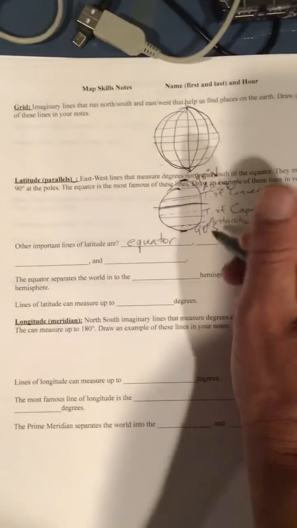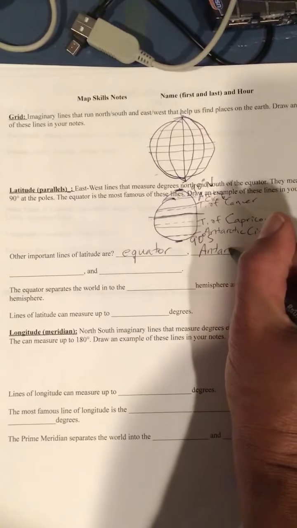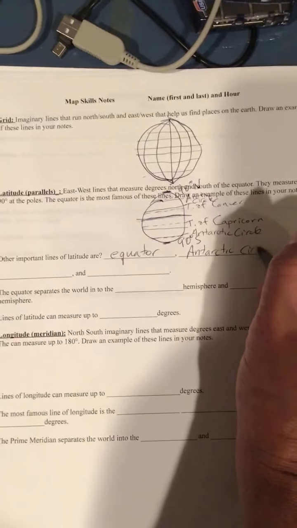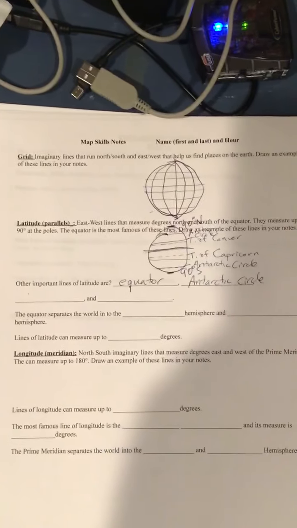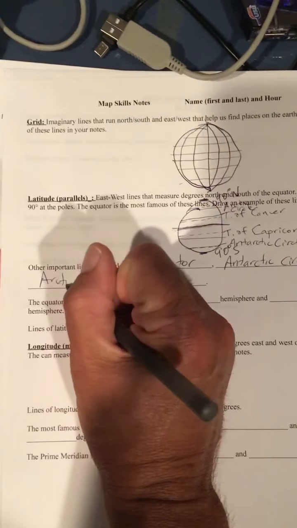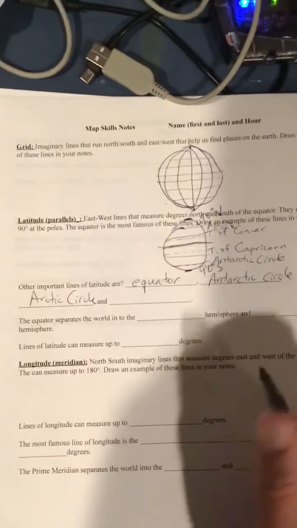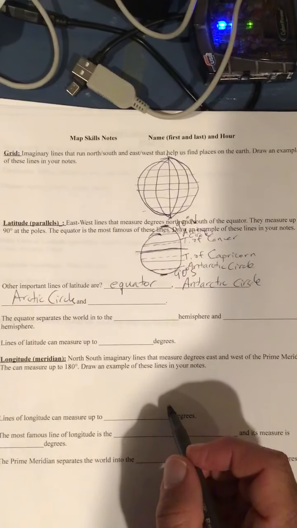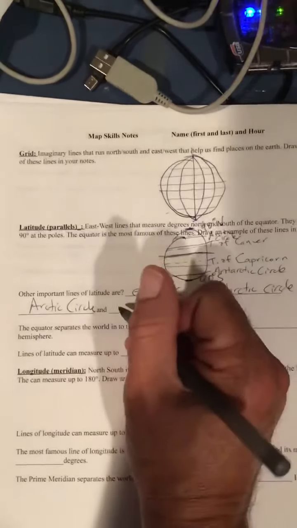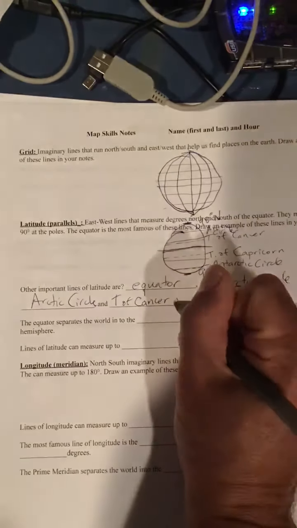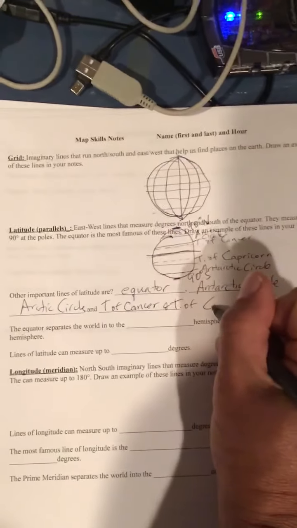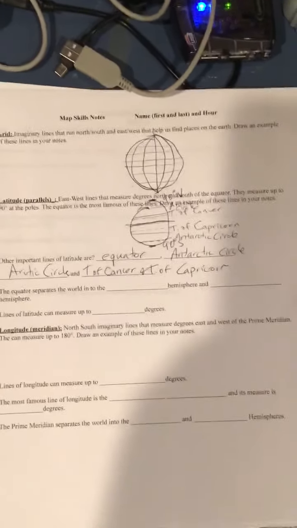Okay, so you have the equator. You have the Antarctic Circle. You have, forgive my sloppiness, it's really difficult to look through an iPad and do this. Okay, Arctic Circle. Oh, I think I was just supposed to put the tropics here, so I'm just going to put Tropic of Cancer and Tropic of Capricorn.